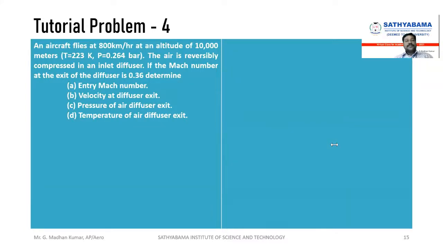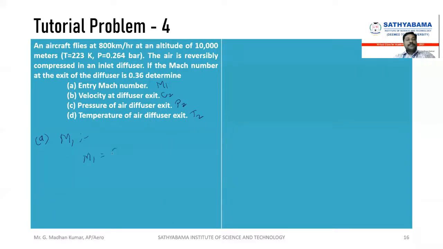Velocity at the diffuser exit is very simple, we could evaluate it. Then the pressure of air at the diffuser exit, that is, we have to find P2, and then the temperature at the diffuser exit, T2. It's very simple. So we have to find the entry Mach number M1. So in order to find M1, what do you need?